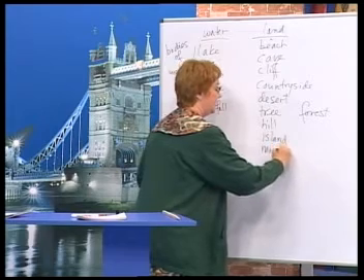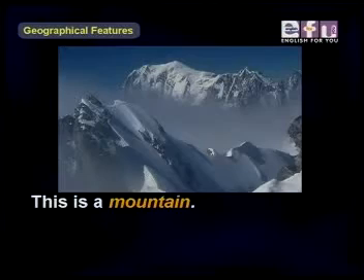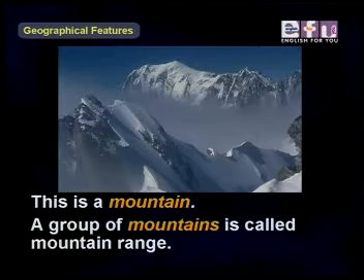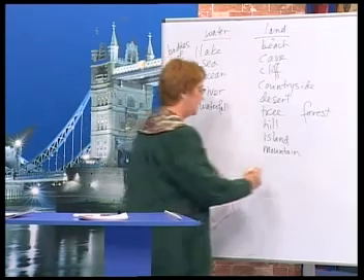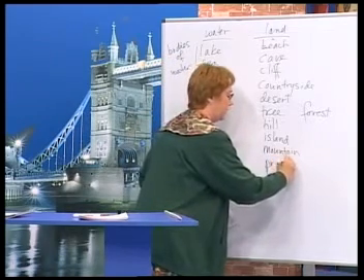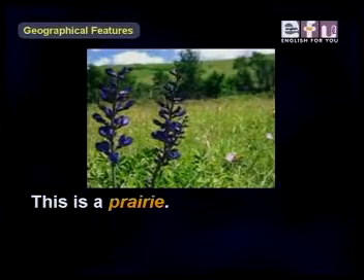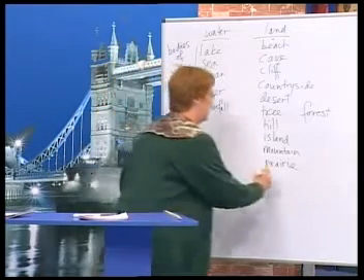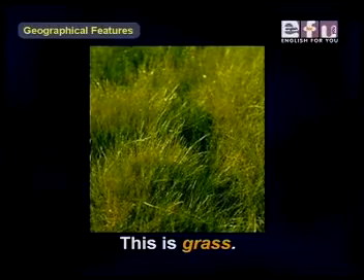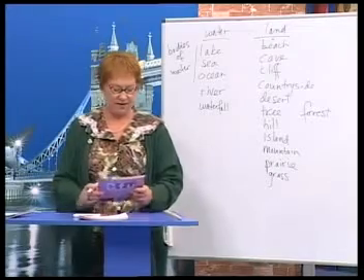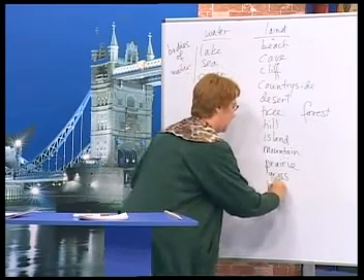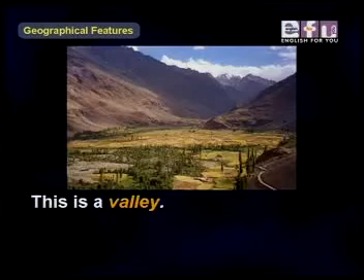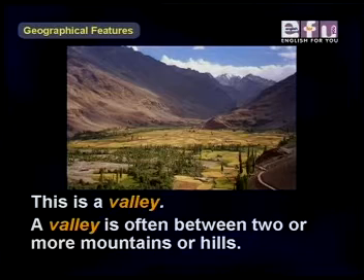Next is mountain. This is a mountain. A group of mountains is called a mountain range. Next is prairie. This is a prairie. Prairies are flat and have lots of grass. And grass, this is easy, this is grass. Green, green grass. And the last one is valley. This is a valley. A valley is often between two or more mountains or hills.